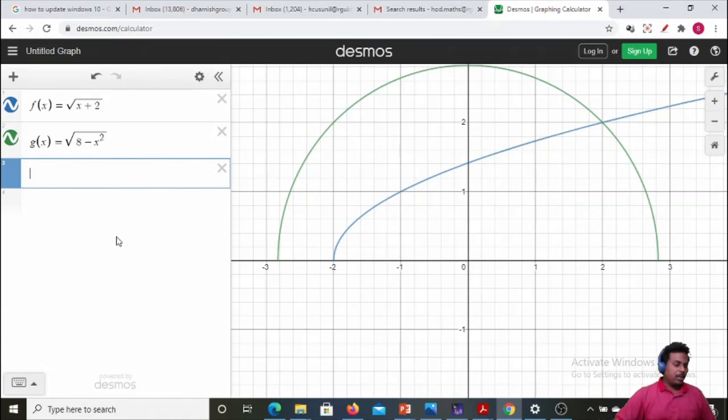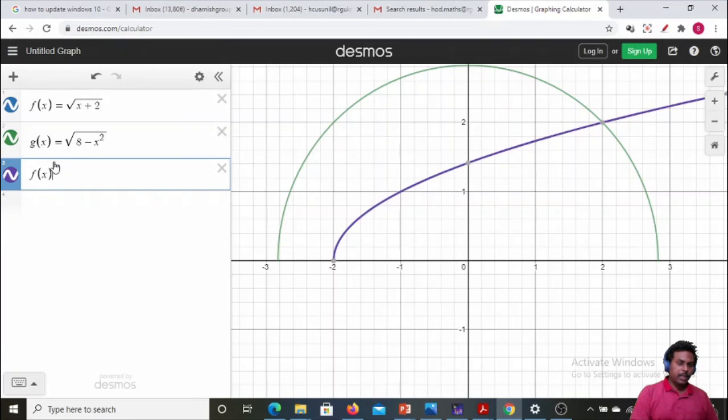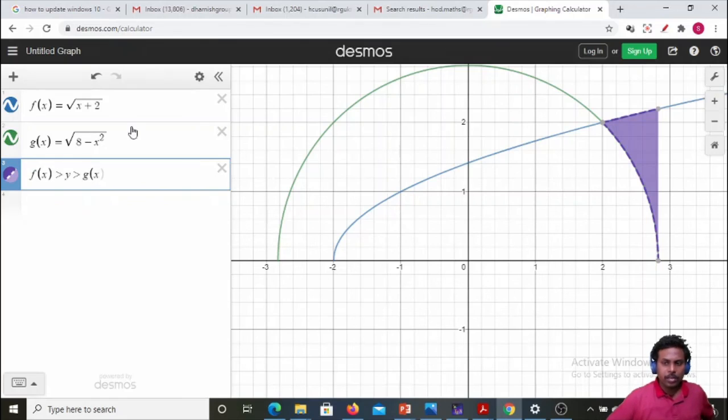Okay. Now what you have to find out is the values of x for which f of x is greater than g of x. Now what you have to do, you have to type f of x is greater than y greater than g of x. Okay. So it is in this region the given inequality holds true.